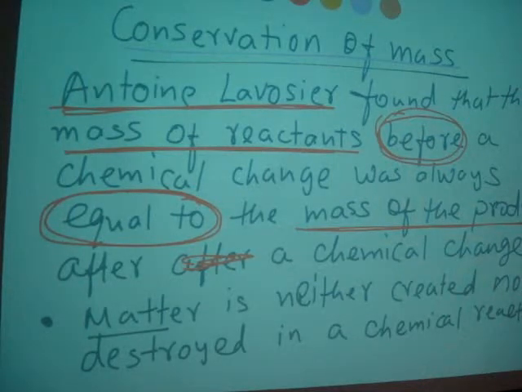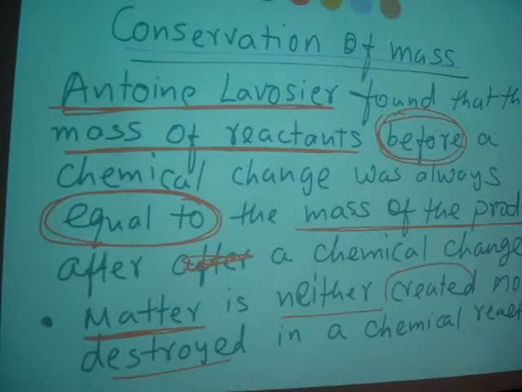So what does that mean? Matter is neither created nor destroyed in a chemical reaction. You can't create matter, you can't destroy matter. It just transfers from one state to another. So that's conservation of matter. Okay, now let's take an example of conservation of mass.